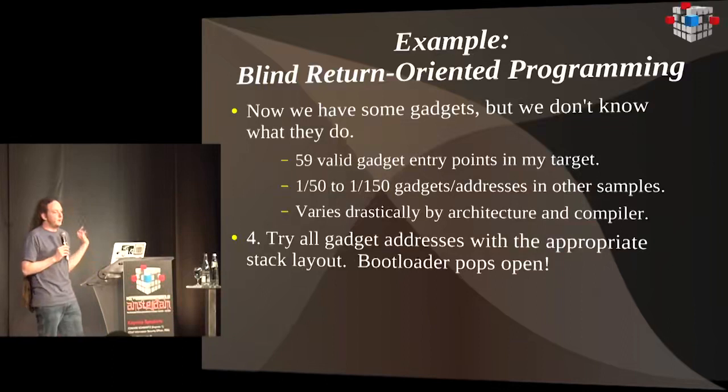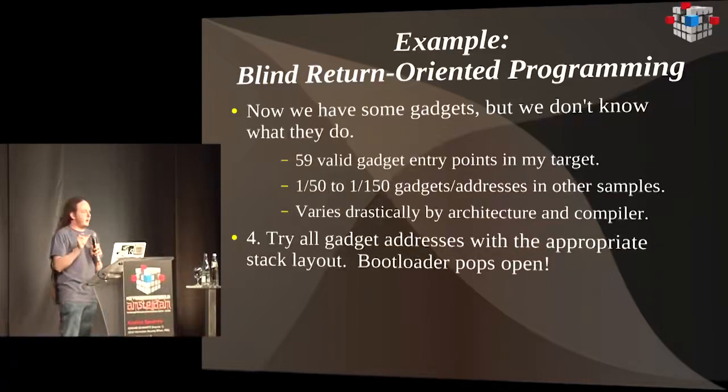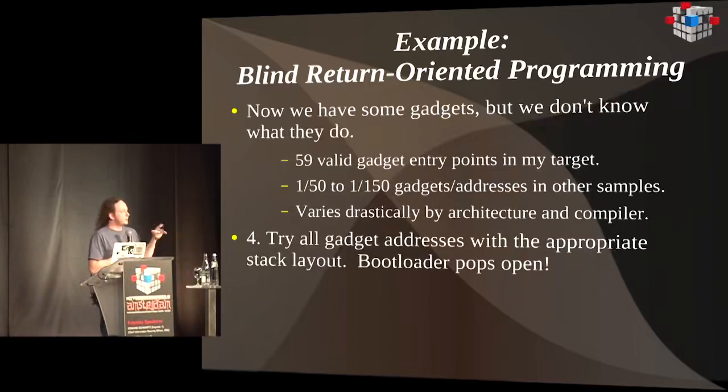In a few different programs for this microcontroller that we tried, there were between 50 and 150 valid instruction words of the program per valid entry point of gadget. This varies drastically by the architecture and the compiler, but for all embedded systems, it's rather low. So the fourth step is to try each of these out with the appropriate stack layout, just shuffling the order up until it works. And eventually, this will drop into the bootloader, and as it drops into the bootloader, we will have already elevated our privilege, and we can then politely ask it for a copy of firmware, and it will read it back to us.